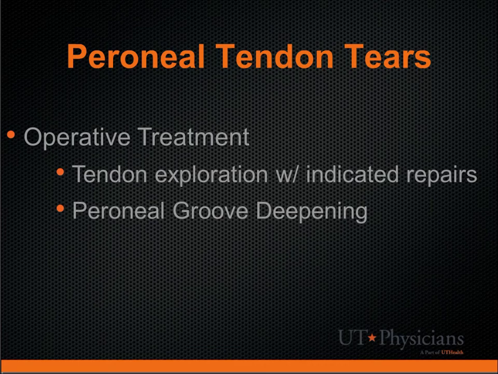Operative treatment involves exploring the peroneal tendon sheath and doing the indicated repairs based on what the findings are, and then often knowing whether or not these folks need a groove deepening procedure to help maintain the position and alignment of those tendons once they're repaired. So if you just simply repair the tendon and they've got anatomy that allows for the tendons to subluxate and come around the side, that's not going to help much. So you need to identify those folks.